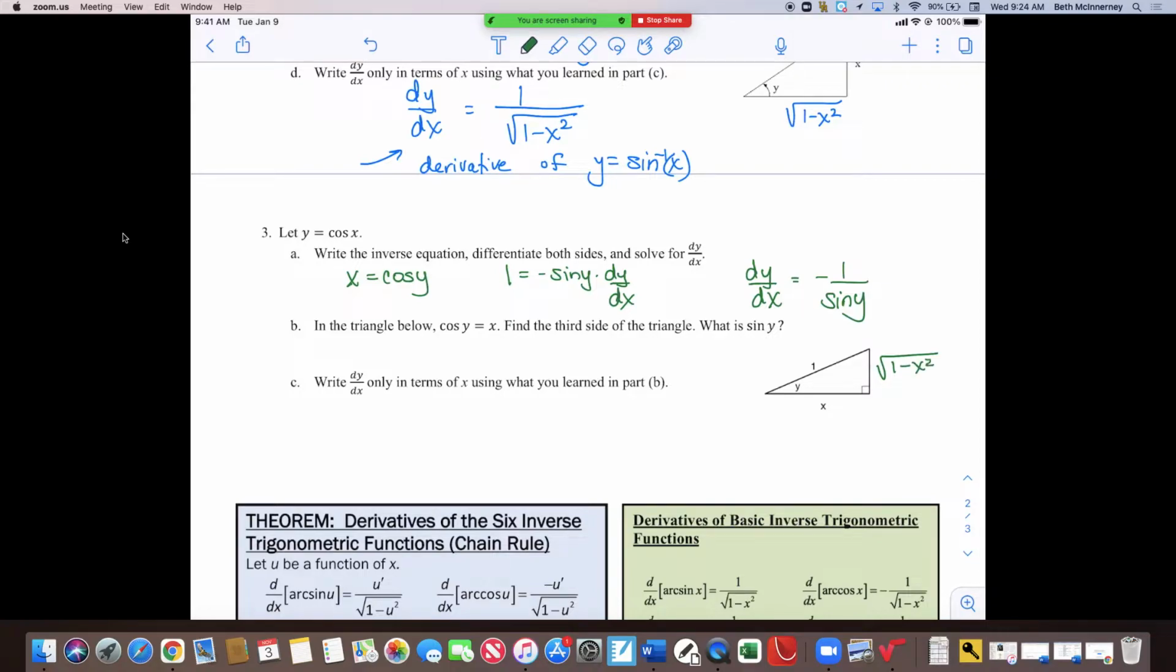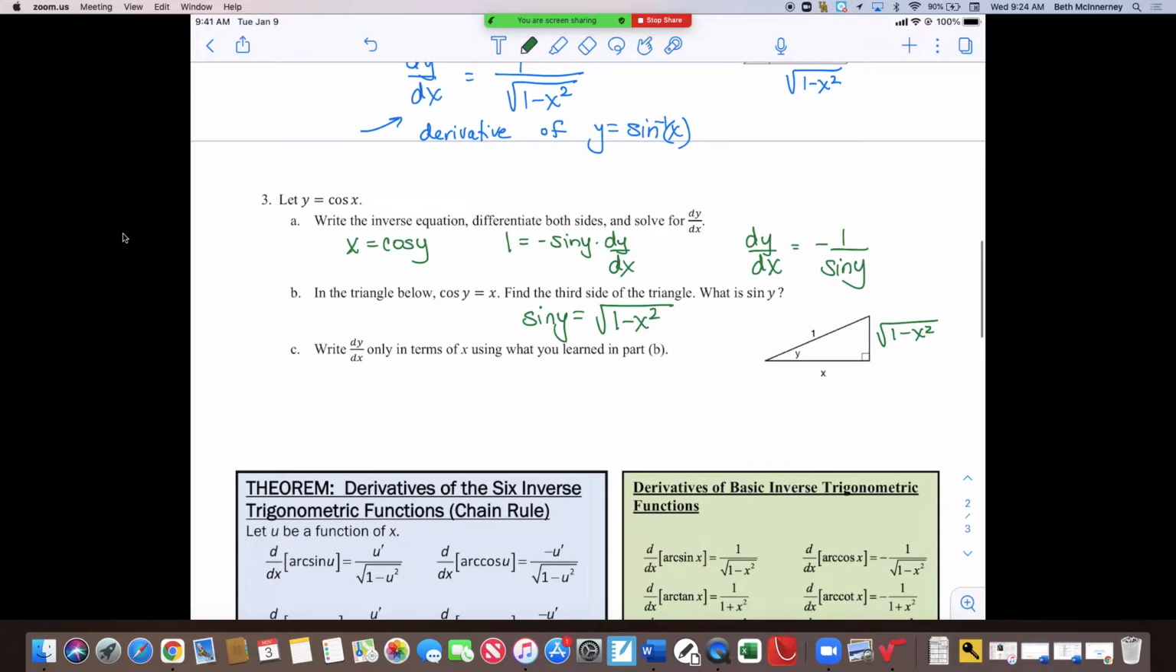There you go. Then what is the sine of y? It's the square root of 1 minus x squared. So dy/dx is negative 1 over the square root of 1 minus x squared.